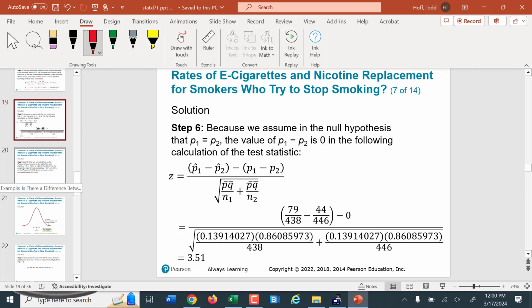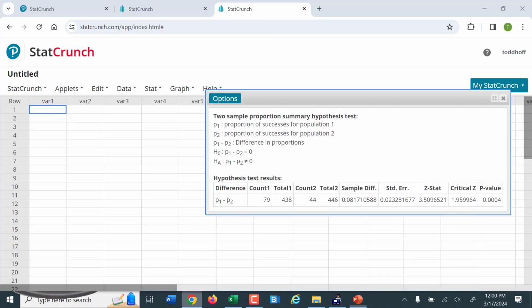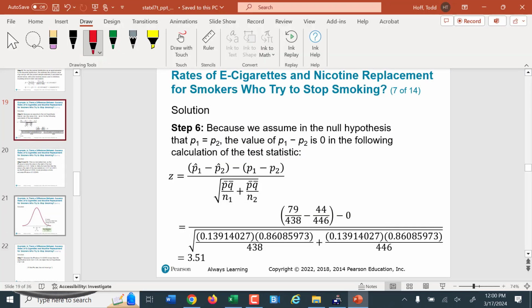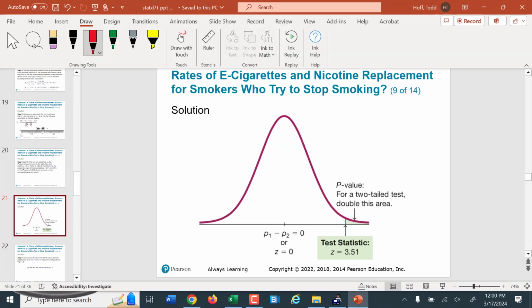Now in StatCrunch, it told us our critical value is 1.960 if we round it to 3 decimal places. What that means is that our cutoff here is 1.960 for this tail, and it should be negative 1.960 over here. Anything out on this tail or out on this tail is in the rejection region or critical region. 3.51 is definitely out in that region, so we are going to reject the null hypothesis based on the critical value.